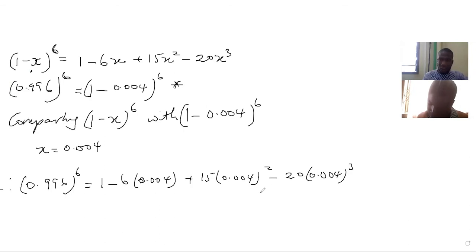For the sake of record, give me the value for each of them so that we can do it systematically. Okay, so this will give us 1 minus 0.024 plus 2.4 times 10 exponent minus 4.